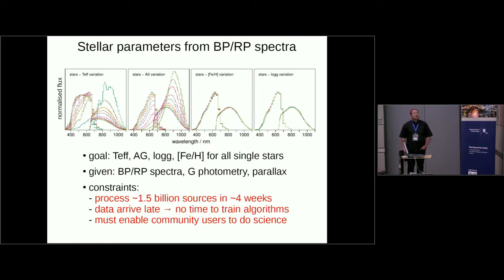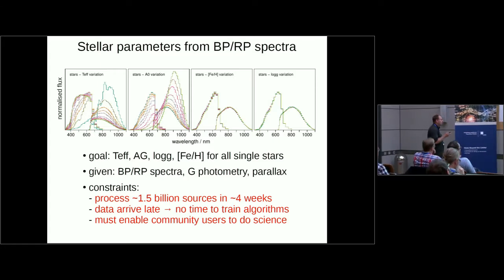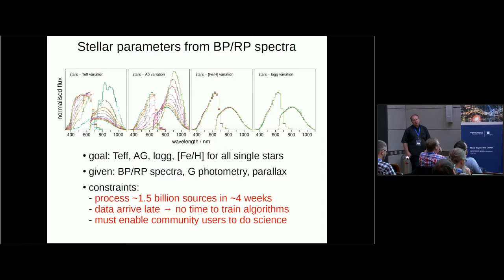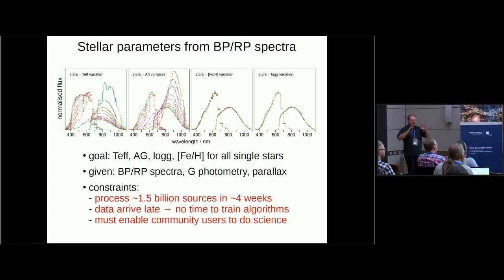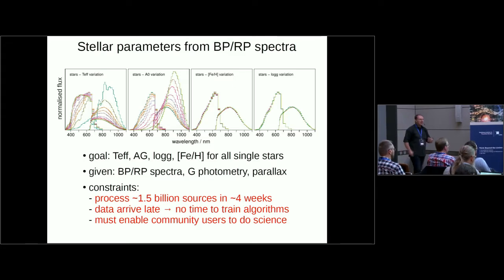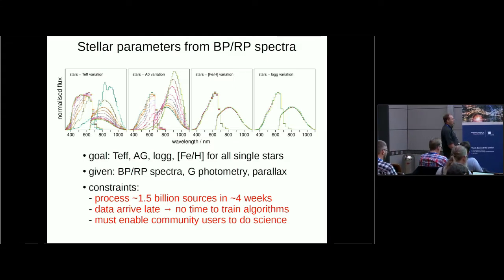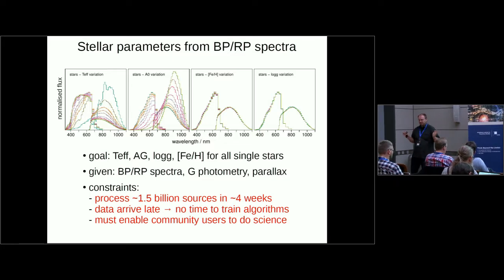And the goal of what we are doing is to estimate these 4 parameters: temperature, extinction, metallicity, and gravity for all stars in Gaia from the BPRP spectra, the photometry, and the parallax. That's our input data. Now, of course, this is subject to certain practical constraints. The first constraint is a purely computational one. We have to be able to process these 1.5 billion sources within less than 4 weeks. The next constraint is that, given how the Gaia consortium works, the data arrives very late at our place. So we have no time to train any fancy algorithms.